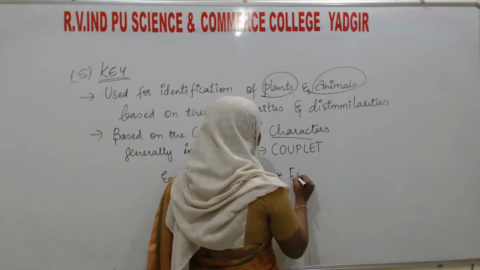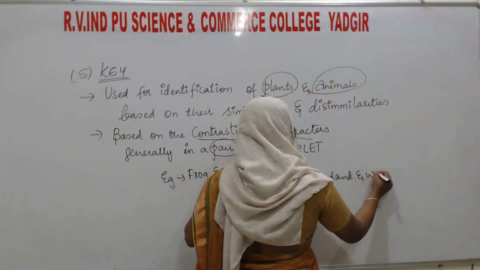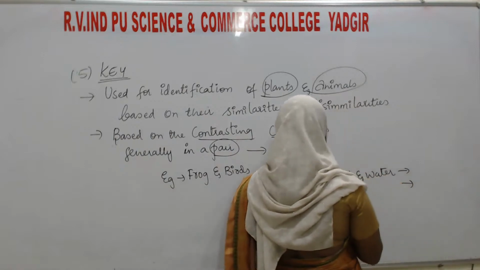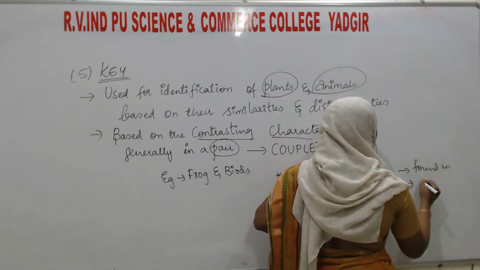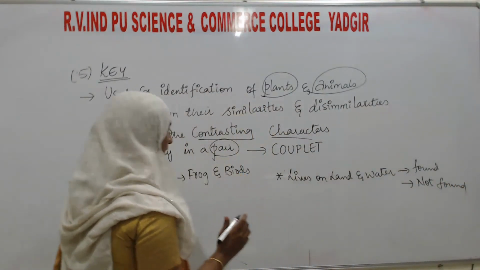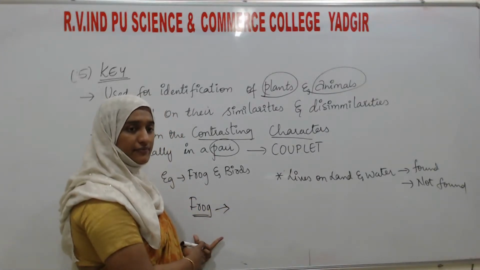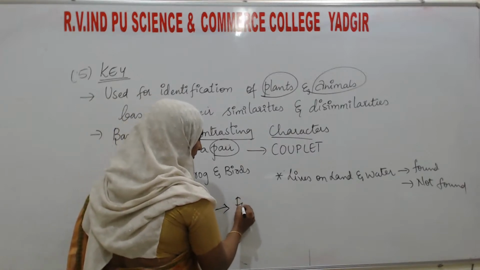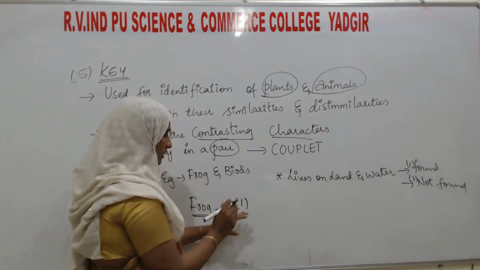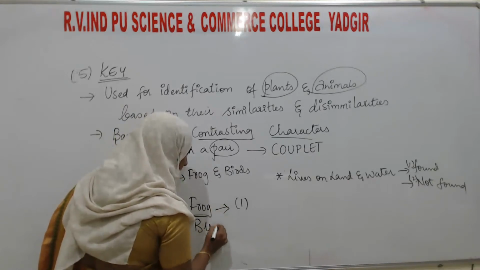For example, frog lives on land and water. This is one contrasting character. Beside this, they will write not found. Found and not found. If we are talking about the frog, we have to identify the animal using that key. Found we can write as 1 and not found as 2. If we write 1, we will know this is the animal which lives on land and water. If it is a bird, then we write 2.